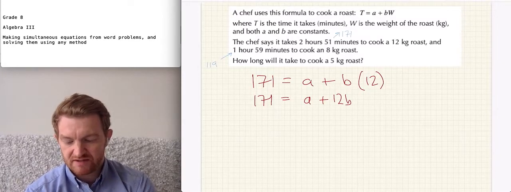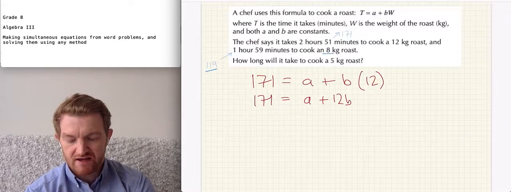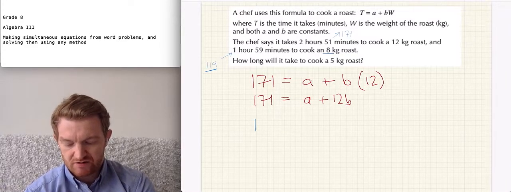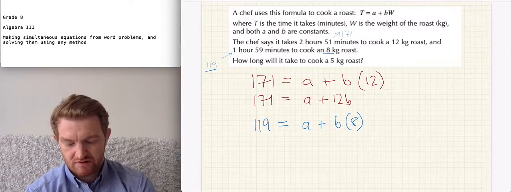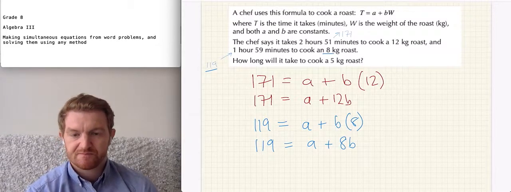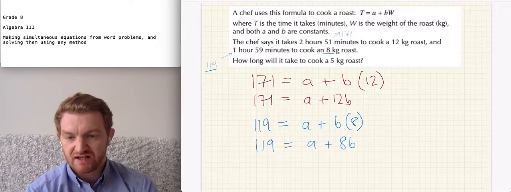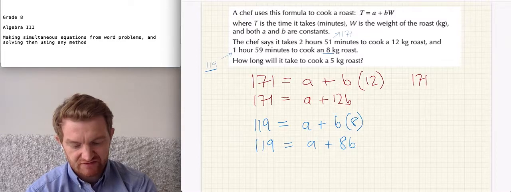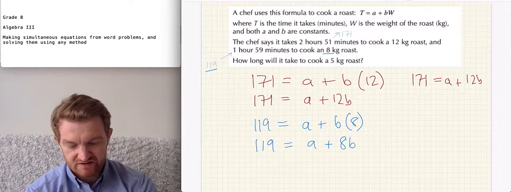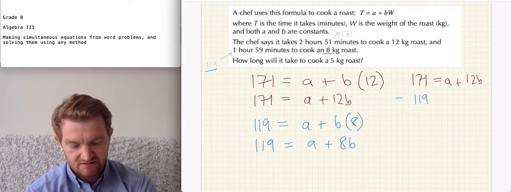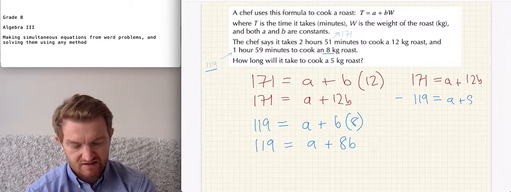We can do a similar thing with the second one. We know 119 minutes for an 8 kilogram roast. So we can say 119 minutes was for A plus B of an 8 kilogram roast. So again, make it a bit easier to use, A plus 8B. Hopefully we can see this is a classic example again of a good question for elimination. We take the larger one, which was the larger roast, the 12 kilogram one. 171 is A plus 12B. We can subtract our 119 is equal to A plus 8B.